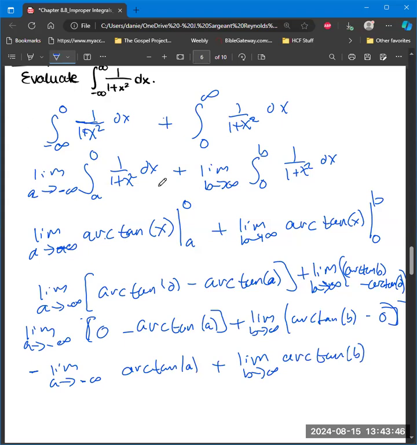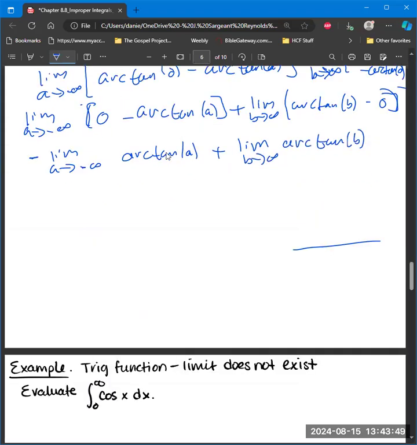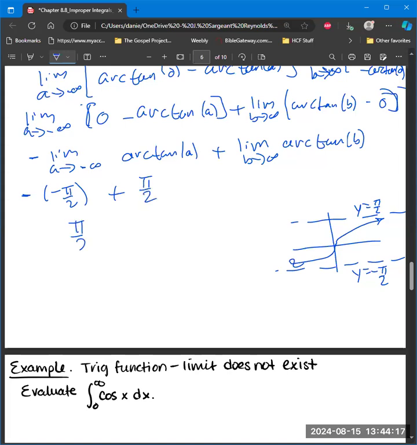So now let's think what arctangent looks like. Arctangent looks like so, with limits between y equals pi over 2 and y equals negative pi over 2. So this is a negative. As I go to negative infinity, this is negative pi over 2, plus, as I go to the right, it's pi over 2. So this is pi over 2 plus pi over 2, which is pi, and it converges.